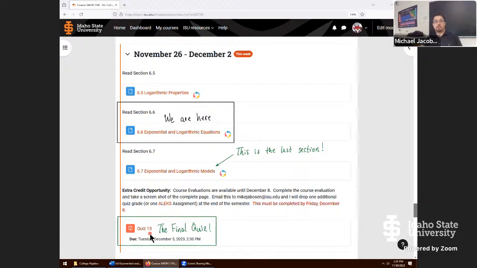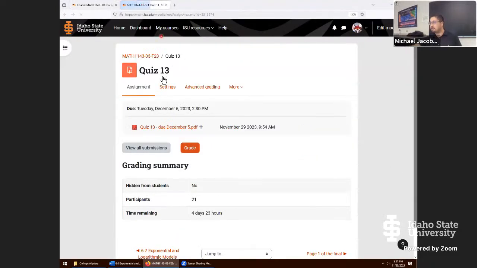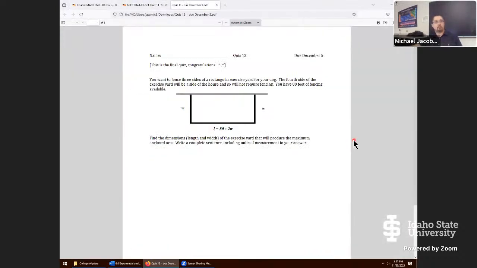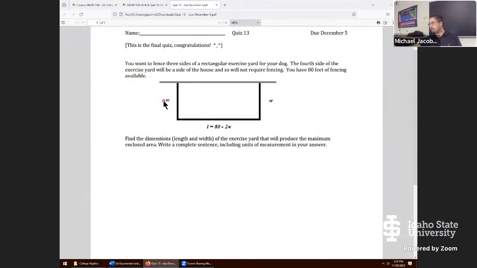Also, quiz number 13 is down below. This one is the final quiz. This one is kind of an oddball. I have to completely admit to you on this one. The math department just wants to see how we would perform on this quiz, and so they requested that we do a problem like this one. It's an applied problem where we have to find which exercise yard will produce the maximum enclosed area. So go back to working with polynomials, use the vertex formula, and you can find the maximum.